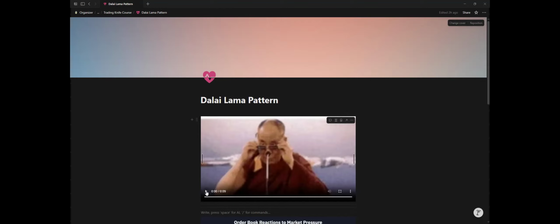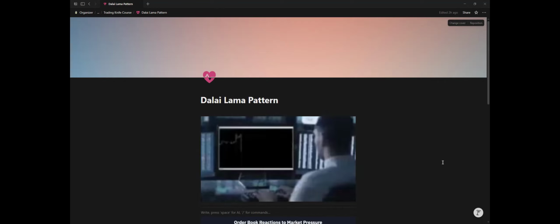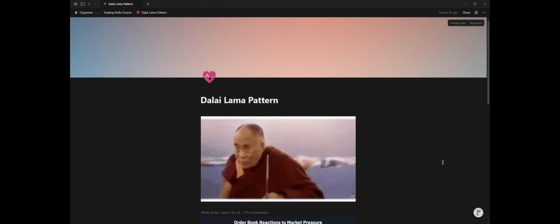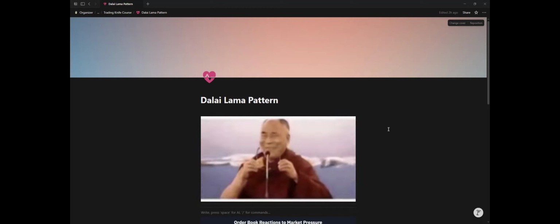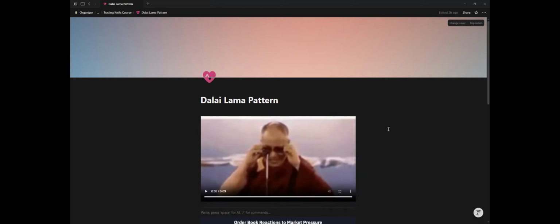If you just search Dalai Lama pattern, this GIF will pop up. And that's it. That's the pattern. That's all there is to it. What it simply implies is whenever there's a down move, it will recover. Whenever there's a fast up move, it will recover.